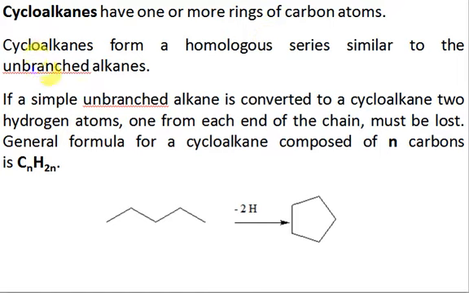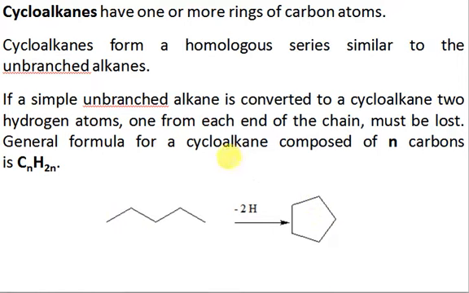Also you studied that alkanes have a general formula of CnH2n+2, but if you convert an unbranched alkane into a cycloalkane, then you must remove two hydrogens, one from each end of the chain, right? For example, if we have a pentane, you can see it's a straight chain, and to convert this pentane into a cyclopentane, you have to remove a hydrogen from here and a hydrogen from this end. So by loss of two hydrogens you can convert an alkane into a cycloalkane.